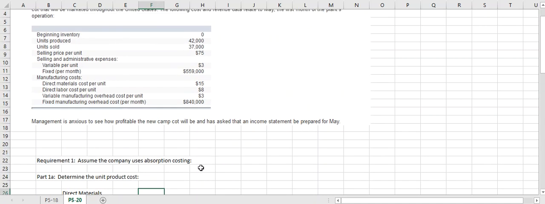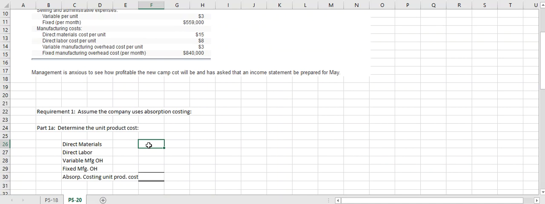Alright, so we've got some data up here. We have manufacturing costs, and they give us direct material cost, direct labor cost, and variable manufacturing overhead. So we can actually just bring those straight down. So we've got direct materials of $15, direct labor was $8, variable manufacturing overhead was $3, and then we need fixed manufacturing overhead. But that's certainly not a per cot amount. If it was, it would be the most expensive cot in the world. So that's $840,000, but that's for the whole entire month.